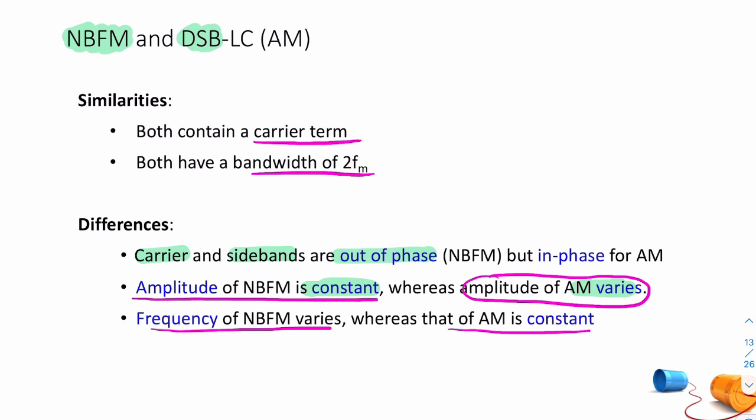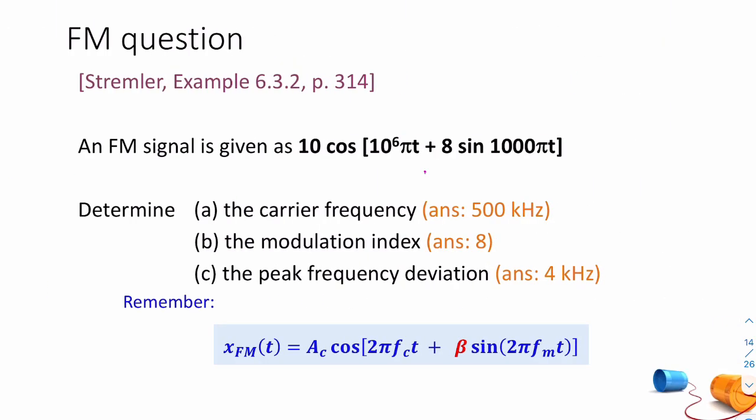Okay, so you've got a couple of similarities and a couple of differences. Now we'll compare FM and AM at the end of the lecture, but this is just a quick comparison between narrowband FM and DSB or AM. A couple of quick questions for you. So this is an example from that textbook.